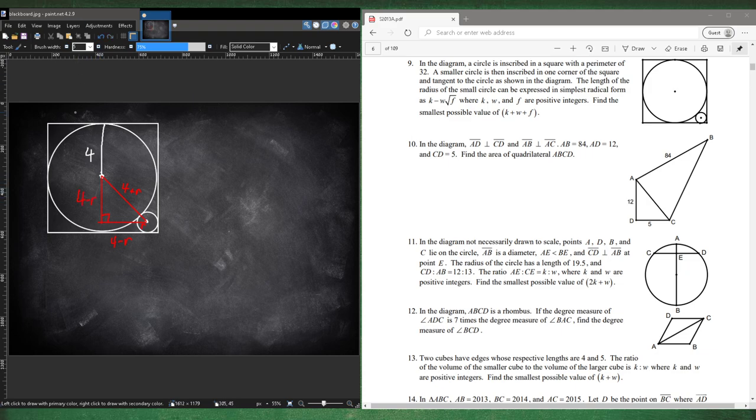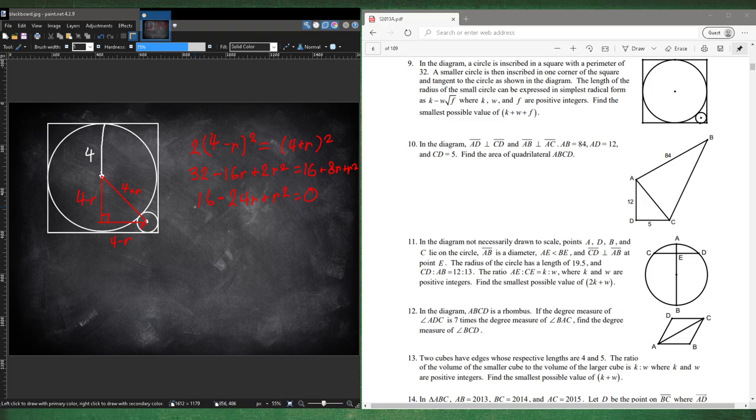So now you can use the Pythagorean theorem. So it's (4 minus r) squared plus (4 minus r) squared, or you could just multiply by 2, and it's equal to (4 plus r) squared. So that's 16, 32 minus 16r plus 2r squared is equal to 16 plus 8r plus r squared. Then we subtract to one side to get 16 minus 24r plus r squared is equal to 0.